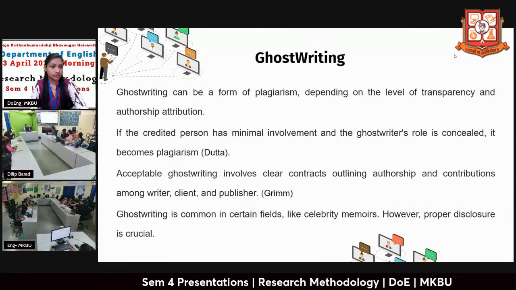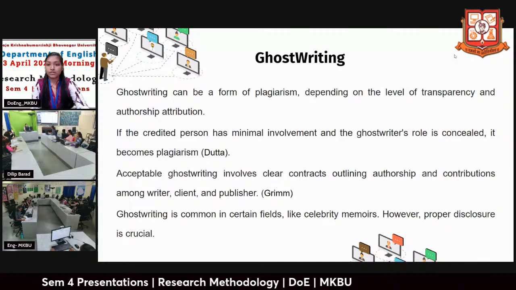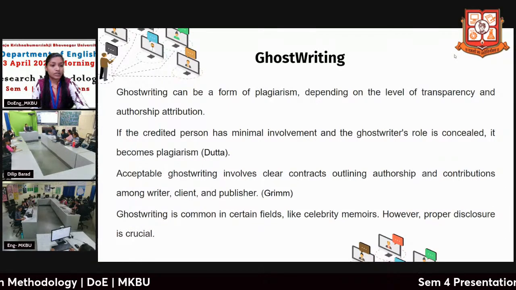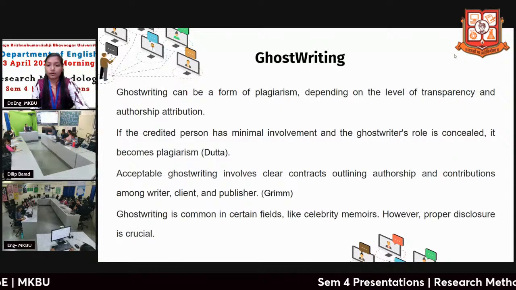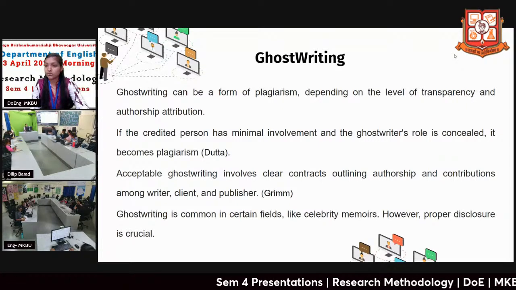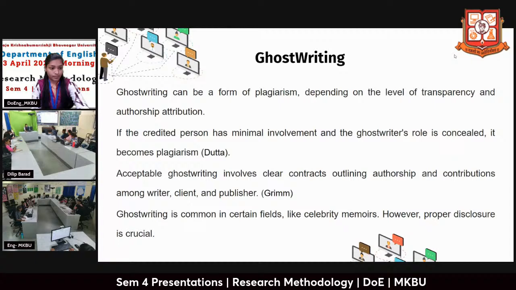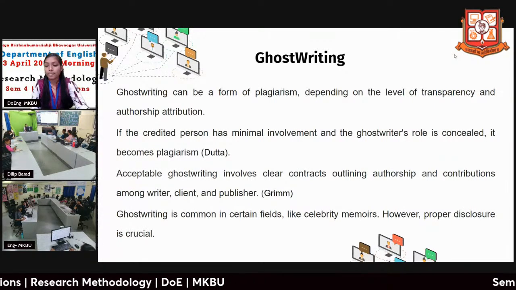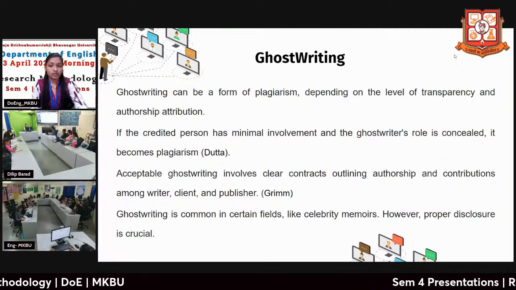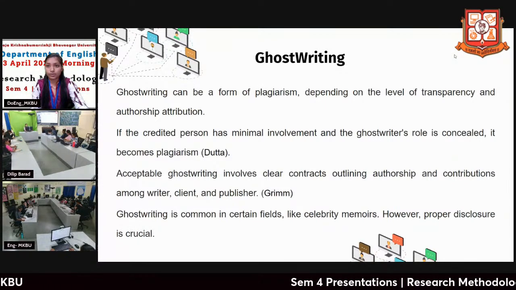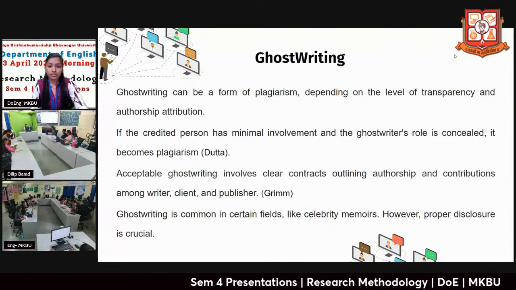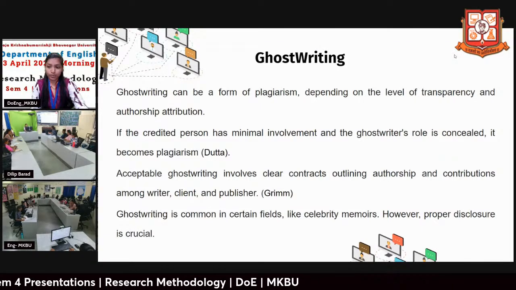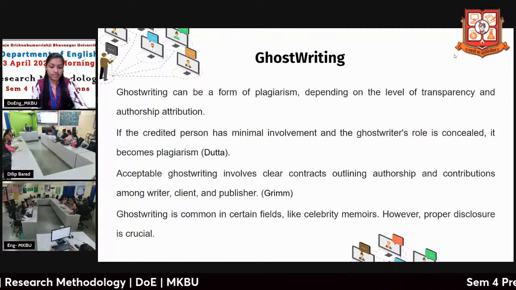Then ghostwriting. Ghostwriting can be a form of plagiarism depending on the level of transparency and authorship attribution. If the credited person has minimal involvement and the ghostwriter's role is concealed, it becomes plagiarism. Acceptable ghostwriting involves a clear contract outlining the authorship and contributions among the writer, client, and publisher. Ghostwriting is common in certain areas like celebrity memoirs. However, proper disclosure is crucial.